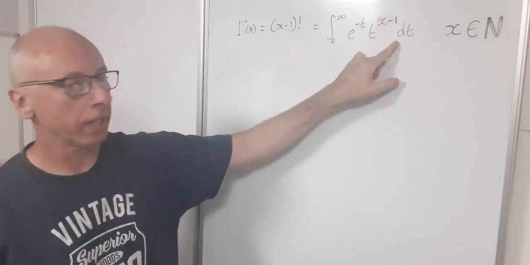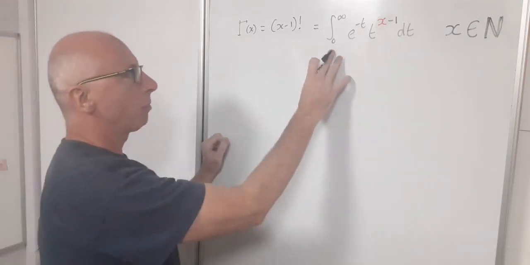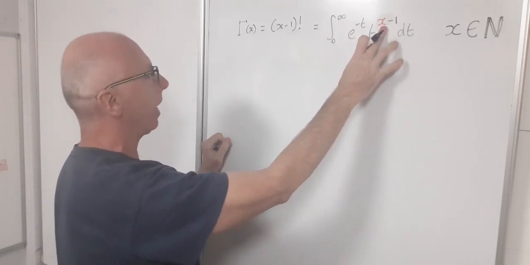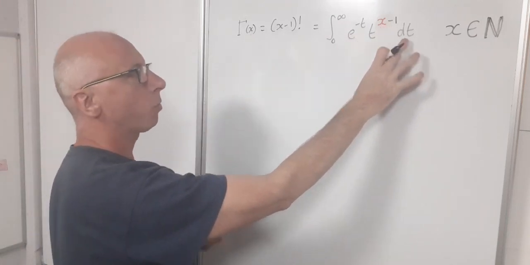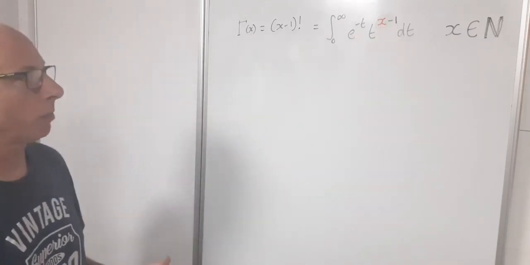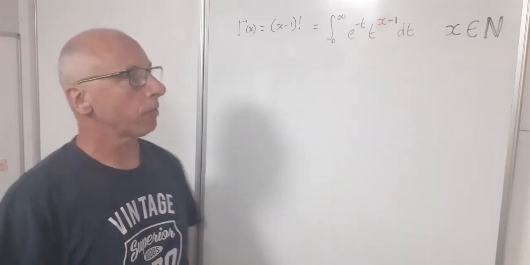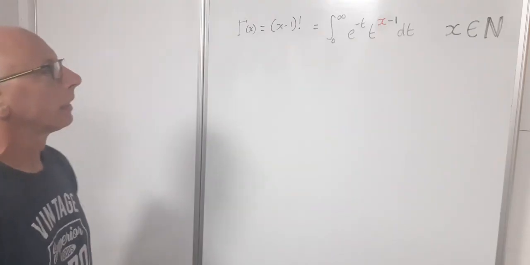Now it's also represented in the integral here, from 0 to infinity, e to the minus t, t to the power of that x, which is the input, minus 1 dt. T is our dummy variable for our integral. And of course x is in the natural numbers for the integral as well.